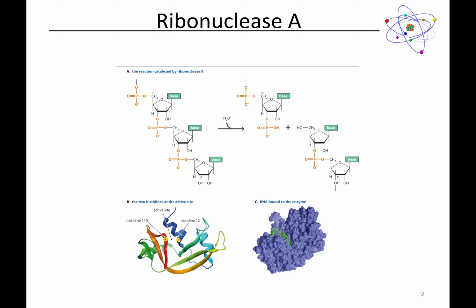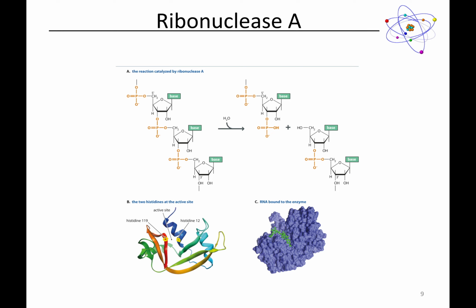What I want you to note, and hopefully you can see here, is that in the active site, there are 2 histidines that are positioned adjacent to each other. They're positioned directly across this channel, this groove where RNA binds. So the idea is RNA binds, and whichever phosphodiester bond is positioned between these 2 histidines, that's the bond that gets cleaved.